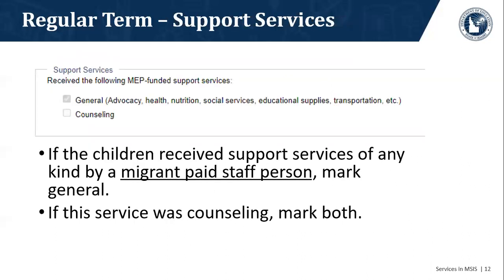Regular term, these are support services. So if the children, or in this, it should say child, I will change it before we post this. If the child receives support services of any kind by a migrant paid staff person, you would mark general. And there are some listed examples of what those might be. If the service was also counseling, then you would mark counseling as well.